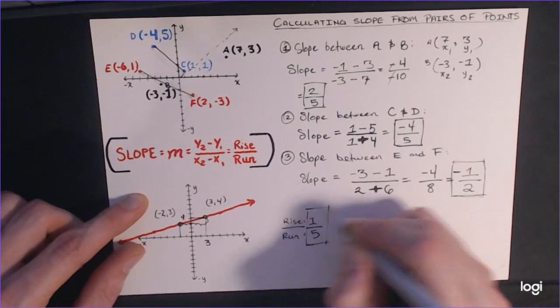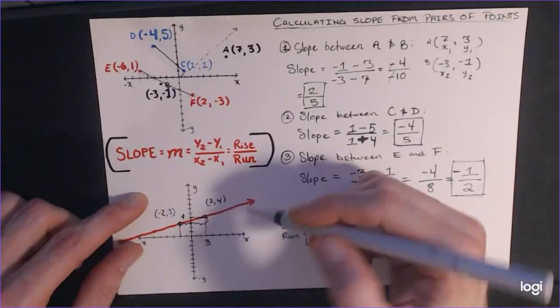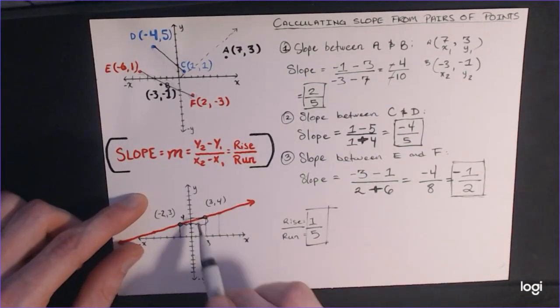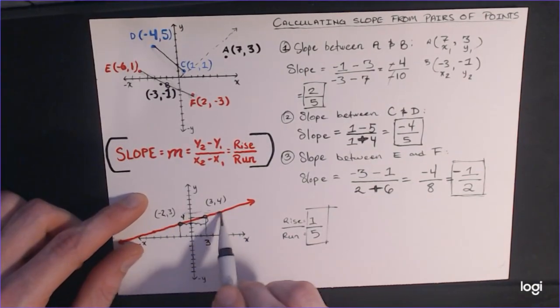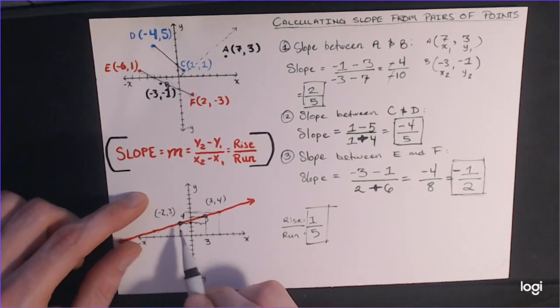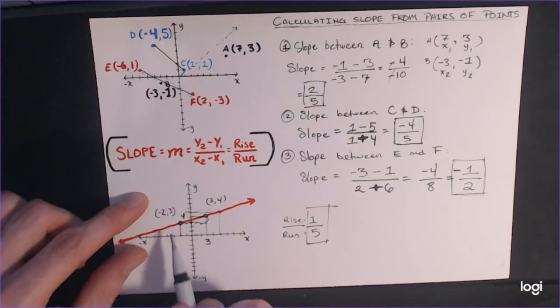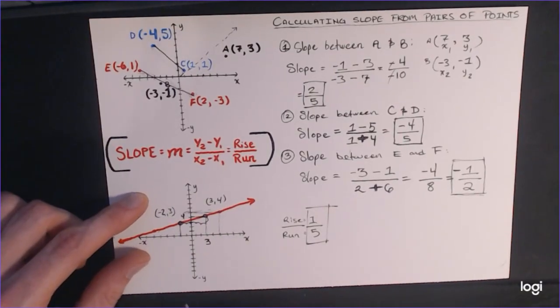So if you are given a line, and you see that it cleanly goes through some of the grid lines to where you can find a point, then you can just count along those little marks and find how far it rises up and how far it runs between any 2 points on the line.